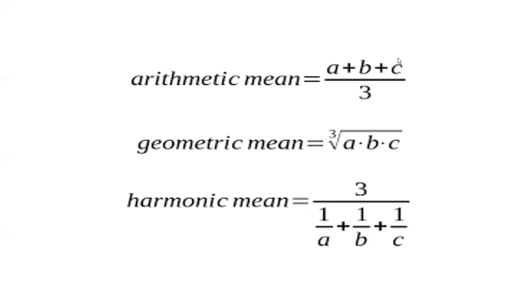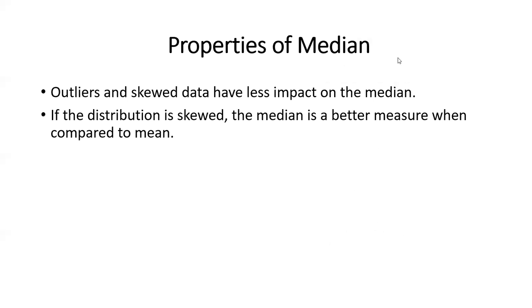Now here are the formulas for all three: arithmetic mean, geometric mean and harmonic mean. Arithmetic mean is just adding the values and dividing by the total number of observations. In case of geometric mean, you will find the root, that is the cube root of a into b into c. Okay. Then in case of harmonic mean, you will just keep the number of observations in the numerator, and the reciprocal of the actual observations will be taken, that is 1 upon a plus 1 upon b plus 1 upon c. So these were the formulas.